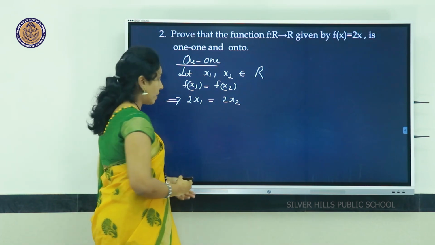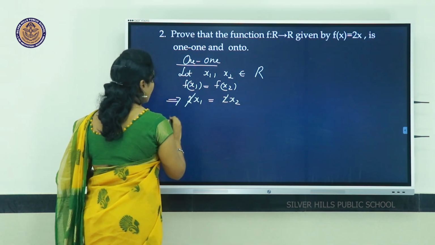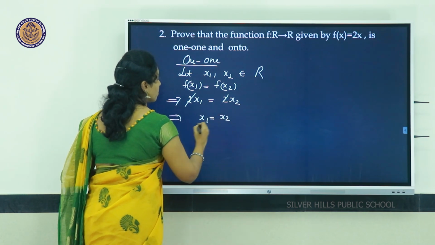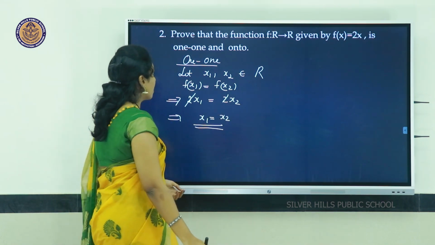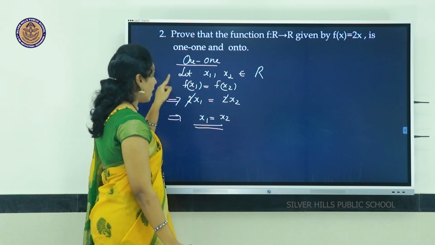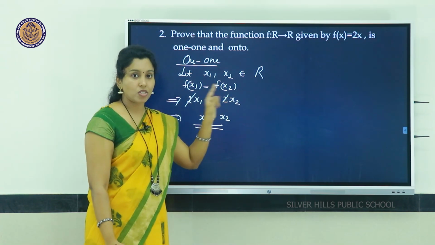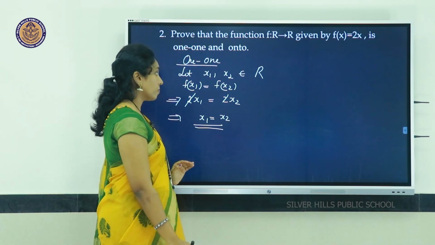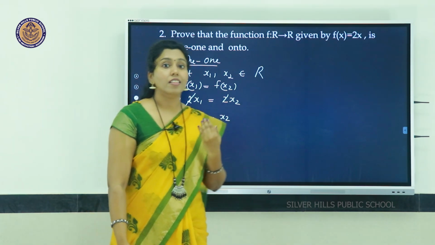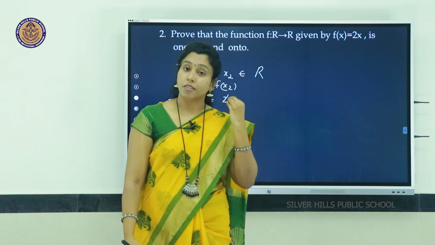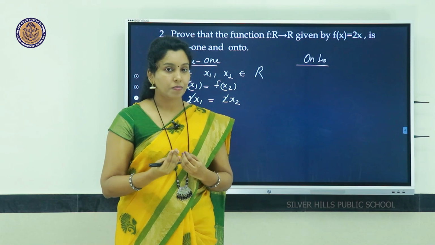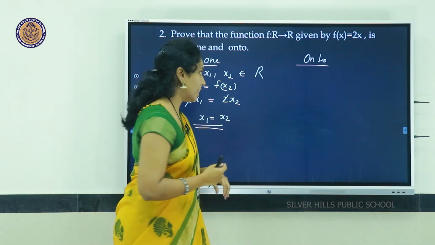2 and 2 get cancelled, which implies x1 is equal to x2. So, we proved the condition of 1-1: f of x1 equal to f of x2 implies x1 equal to x2. Now, how can we prove this function is onto? For that also we go for the definition. What was the definition? We consider a member in the second set.